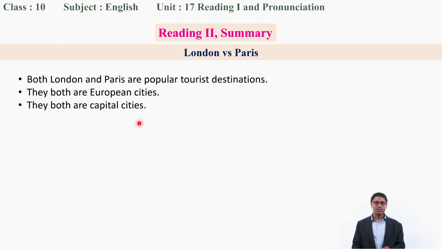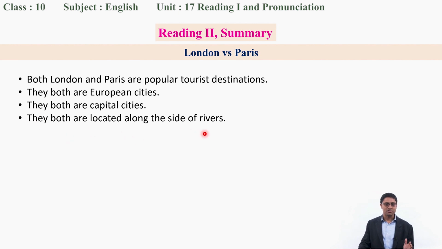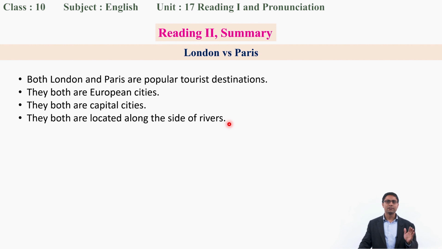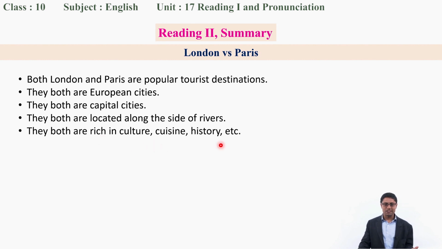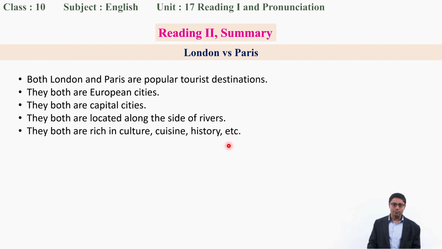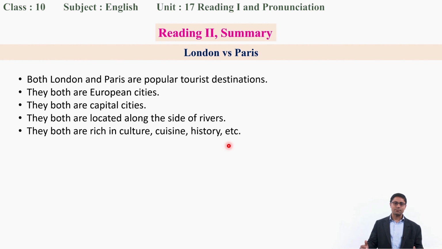We have already discussed this. Similarly, they both are located along the side of rivers. For example, London is located on the River Thames, and Paris is located along the side of the River Seine. Similarly, they both are rich in culture, cuisine, history, etc. Those are the similarities between London and Paris. Now we are going to look at the differences between these two cities.